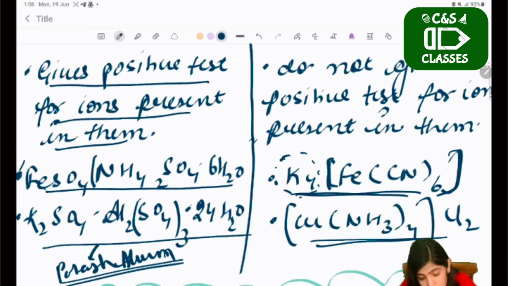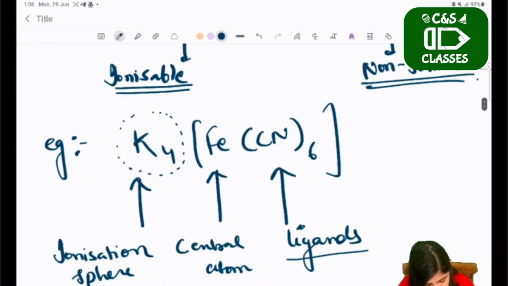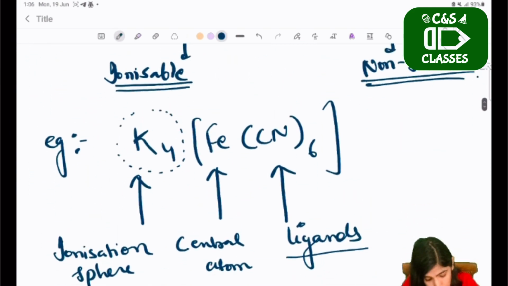Now this coordination entity itself constitutes the central atom. This Fe is your central atom, along with some ligands. Now what are ligands? Ligands are molecules or ions; they can be anionic or neutral, which donate their electrons to the central atom. For example, here I have again taken the same example, that is potassium hexacyanoferrate. Don't worry, we will discuss the naming of this compound later.